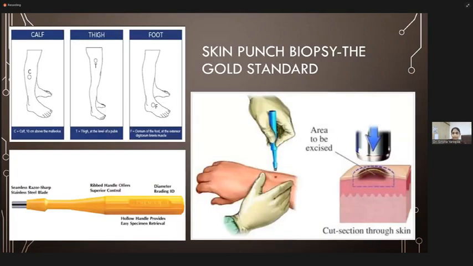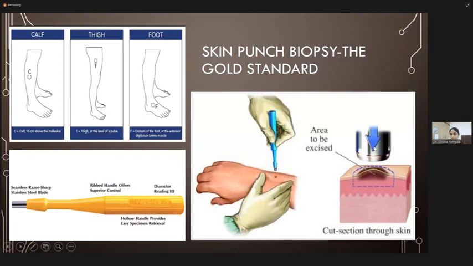However, the gold standard technique is a skin biopsy. The skin punch biopsy is a very easy technique. Here you can see a skin punch biopsy needle. It's actually very cheap, hardly costs less than 100 rupees, and the diameter can be 3 mm, 4 mm. This punch biopsy can be used to take a tissue, a punch of the tissue, which can be excised from the area of interest.